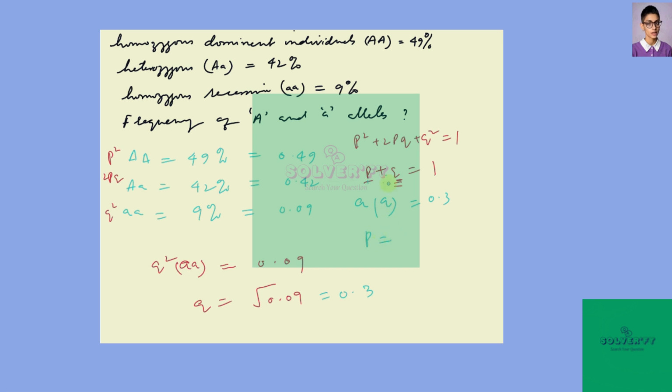Now we can use this equation to calculate the allele frequency of the dominant allele, which is p. So p will be equal to 1 minus q, which is 0.3. So p will be equal to 0.7, which is represented as the frequency of the dominant allele. So the frequency of the dominant allele is 0.7, while the frequency of the recessive allele is 0.3.